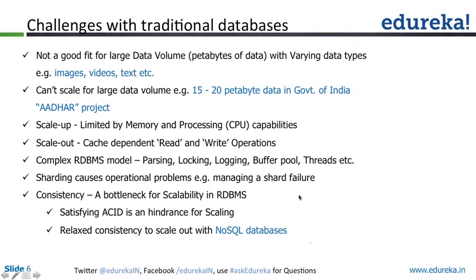Consistency is something which is provided, but at the same time it creates a problem with respect to scalability. Satisfying ACID is surely a hindrance for scaling, because that's a very important requirement sitting in the RDBMS world, providing the ACID properties. It's automatically a hindrance to the scaling model. So you cannot just scale very easily because of the ACID properties that have to be satisfied in the RDBMS world.